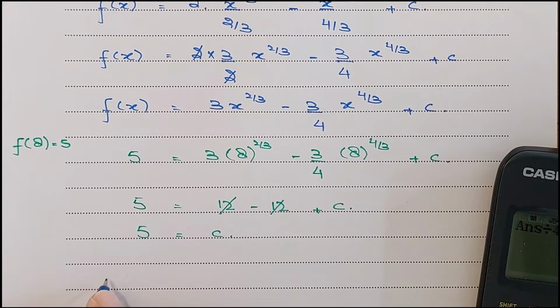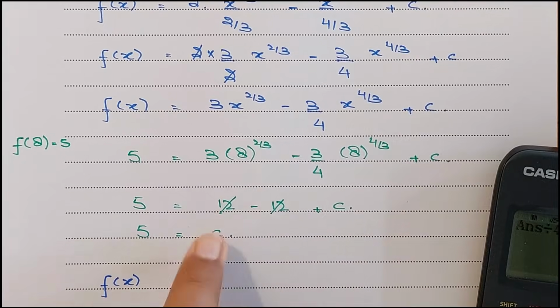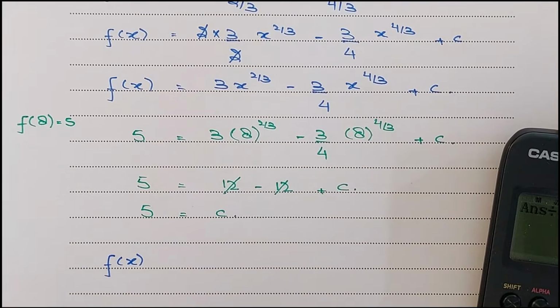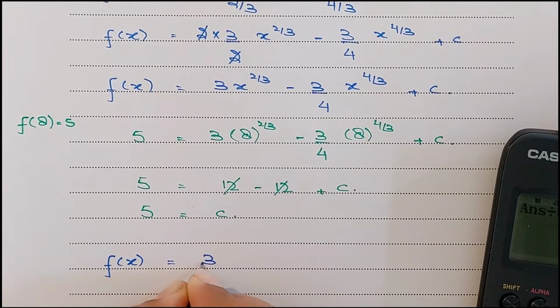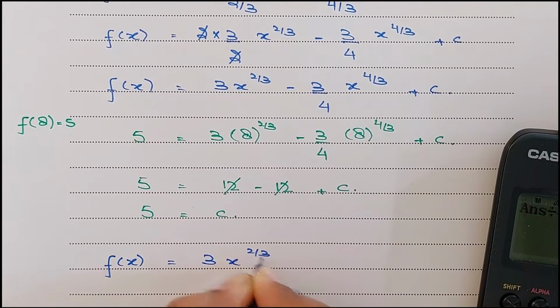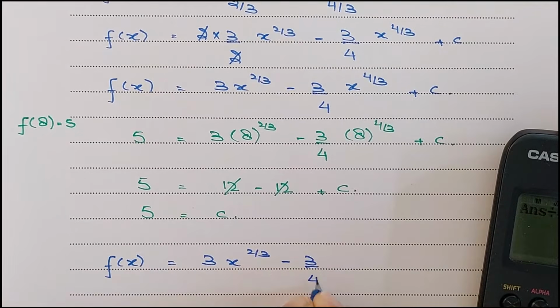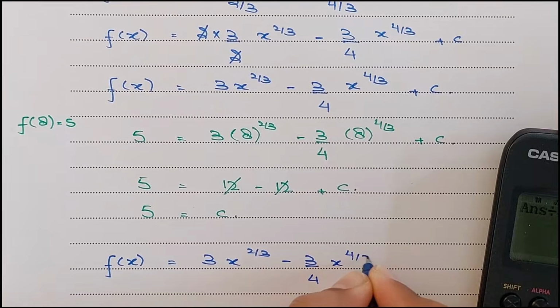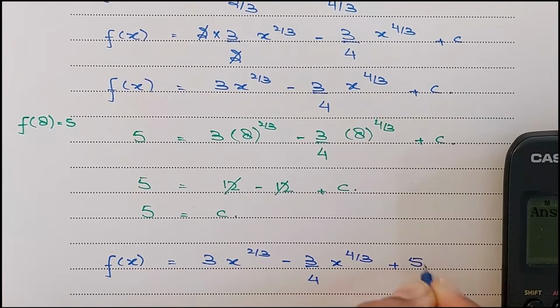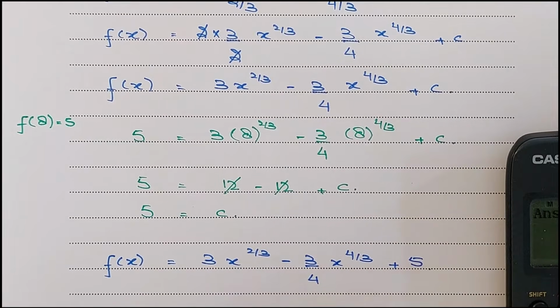Now let me substitute this c value in f of x and we will get the curve. f of x is 3 x power 2 by 3 minus 3 by 4 x power 4 by 3 plus 5. So this is the curve y equals f of x.